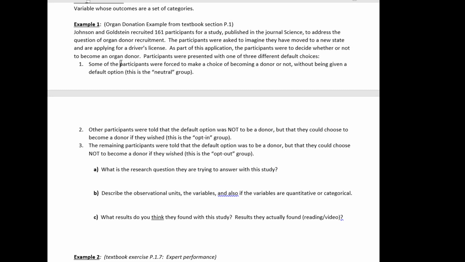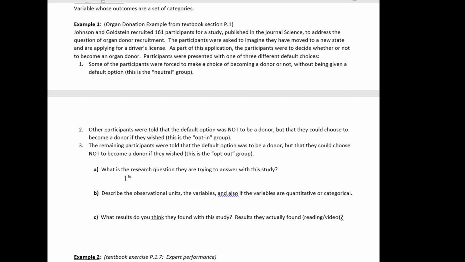So choice 1, some of the participants were forced to make a choice of becoming a donor or not, without any sort of default option. They just said, you have to make a choice. Do you want to become a donor or do you not want to become a donor? Choose. So option 2 then, other participants were told that the default was to not be a donor, but they could opt in if they wanted to. And then the third group was told that they were defaulted to be a donor and that they could, if they wanted to, opt out.